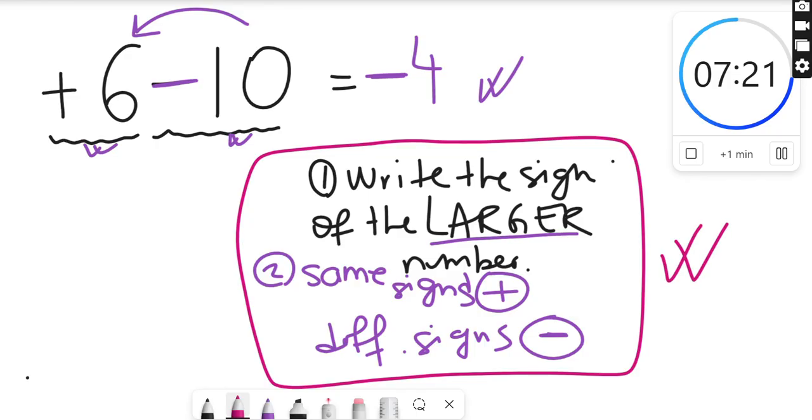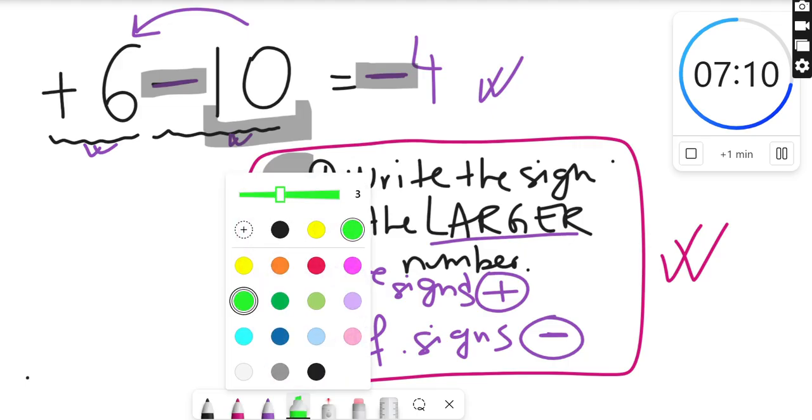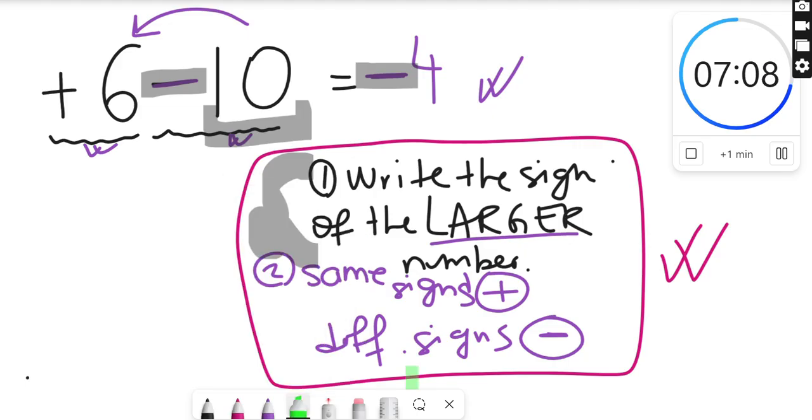So one more time. Step 1, we write the sign of the larger number. Larger number is 10 minus, so the final answer will be negative. Step 2, we have different signs, right? Plus and minus, which means we have to subtract them. 6 and 10, if we minus them, it will be 4. So the answer is negative 4.